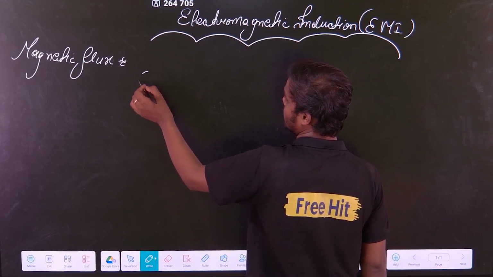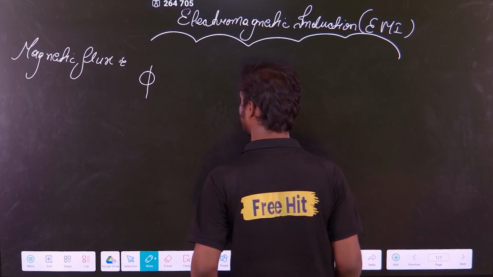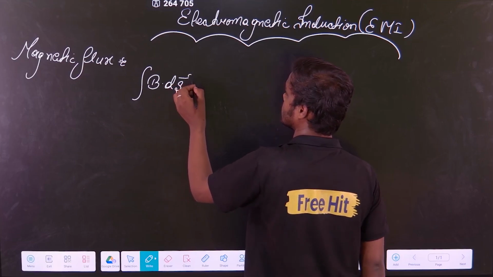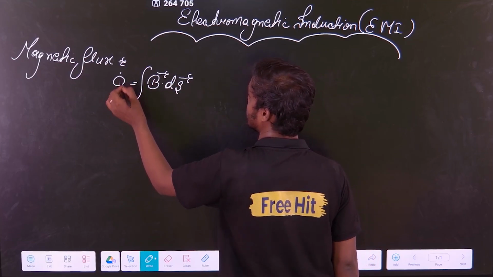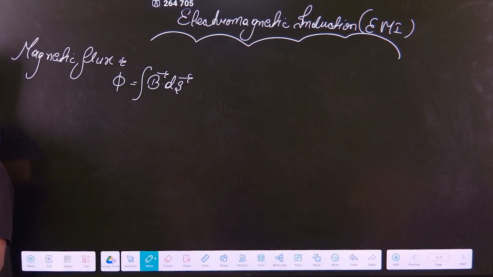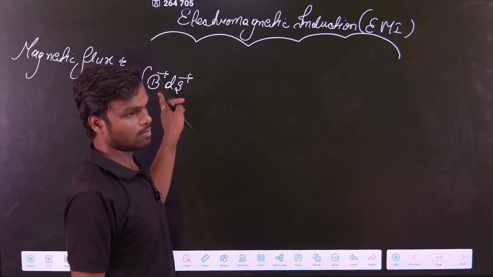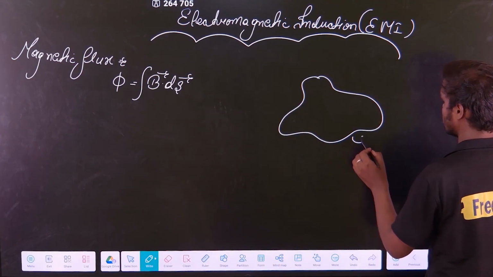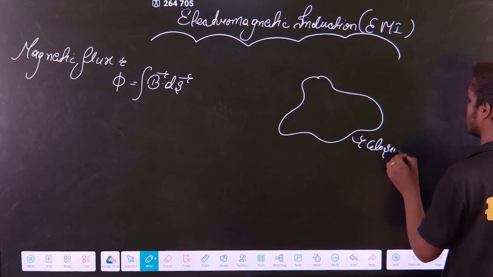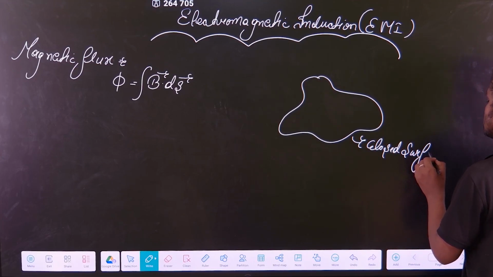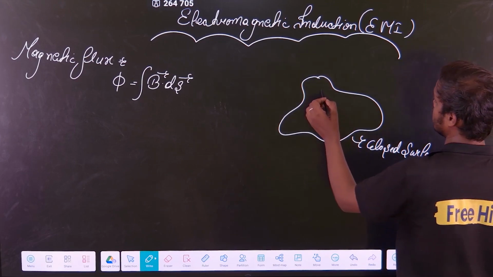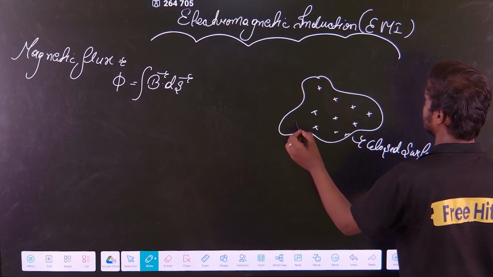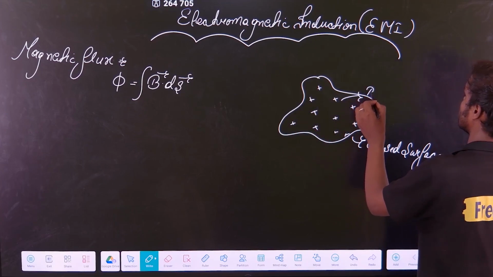Magnetic flux is simply defined as the integral of B dot dS. Integral B dot dS is called the magnetic flux phi. Remember, I am not putting a closed integration. Why? Because if you remember, suppose I have a closed surface, and suppose the magnetic field lines are inside. This is my magnetic field.